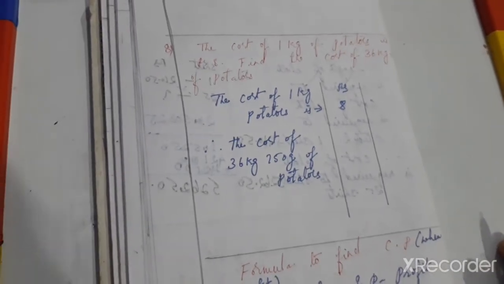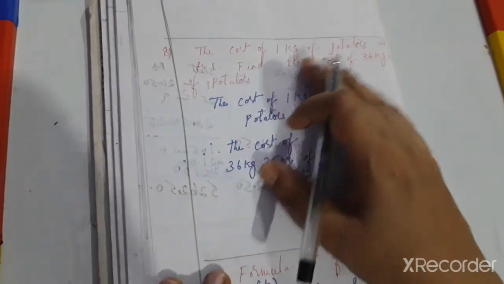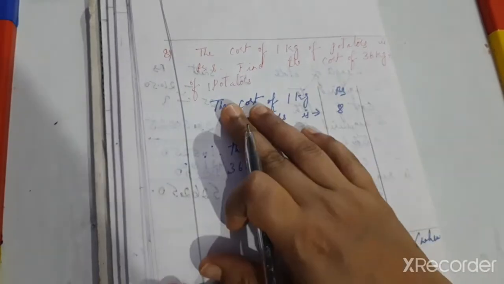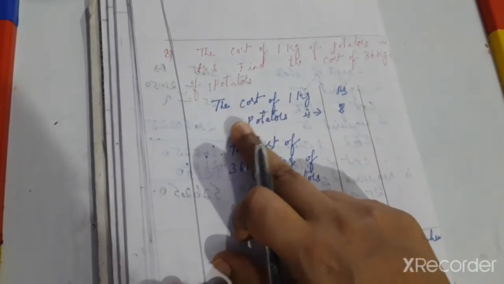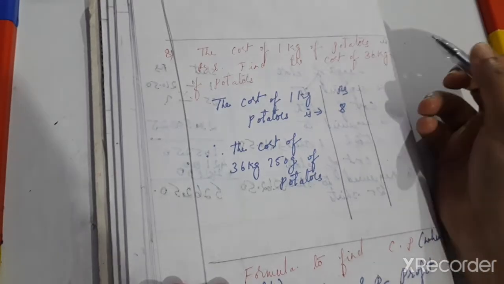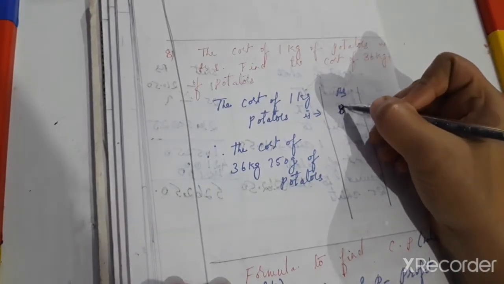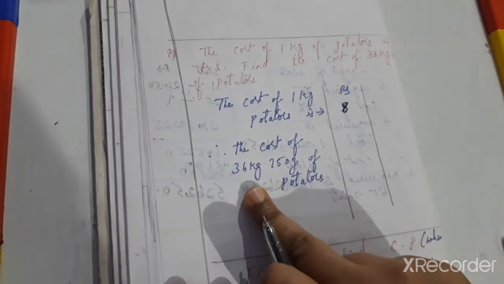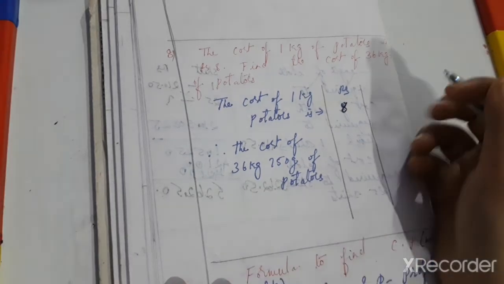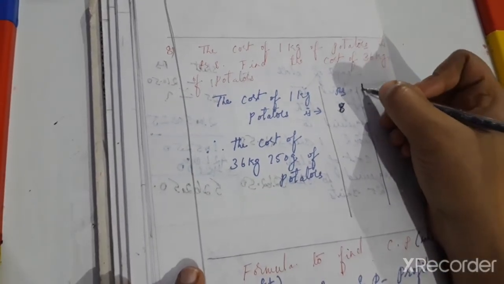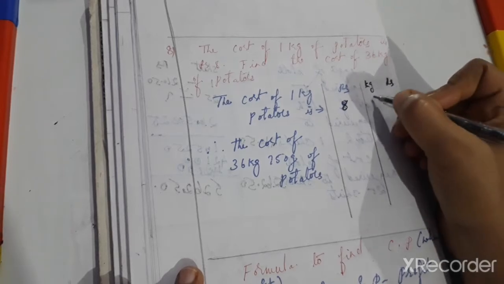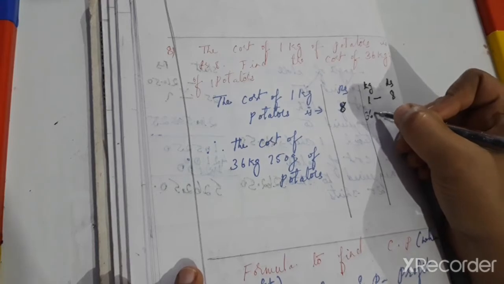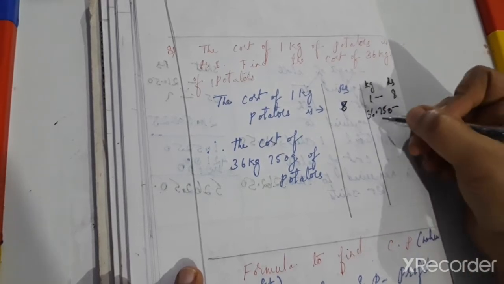Now the eighth question. The cost of 1 kg of potato is rupees 8. Find the cost of 36 kg 750 grams of potato. Here in the sentence, the cost of 1 kg of potato, how much? Rupees 8. It is given in the question. Find the cost of 36 kg 750 grams of potato. So here the main thing is kg and rupees. The cost of 1 kg of potato is 8. For 36 kg 750 grams, that means 36.750.